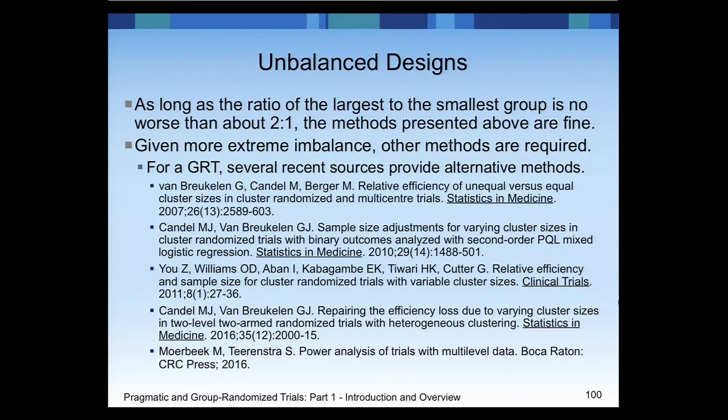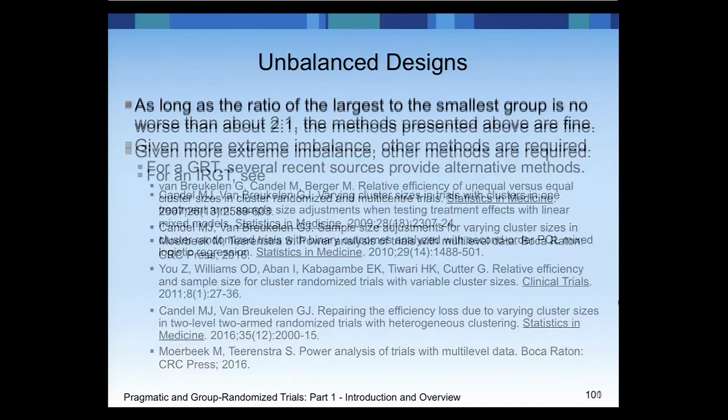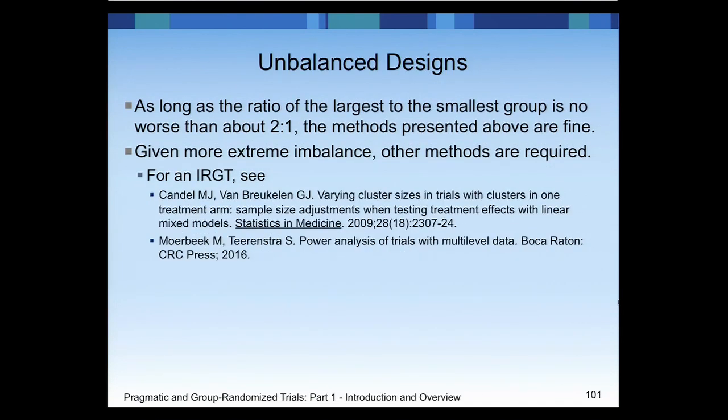You can have an inflated type 1 error rate if you use what I call the standard group randomized trial methods, if the imbalance is worse than 2 to 1. And I'm not going to walk you through the methods, but I am sharing with you here references to recent articles that address this issue, and I recommend that you take a look at them. If you're working with an individually randomized group treatment trial and have substantial imbalance in the group size, that's also been addressed recently in the literature, and here are a couple of references. We can get into difficulty here as well if the imbalance is worse than 2 to 1.